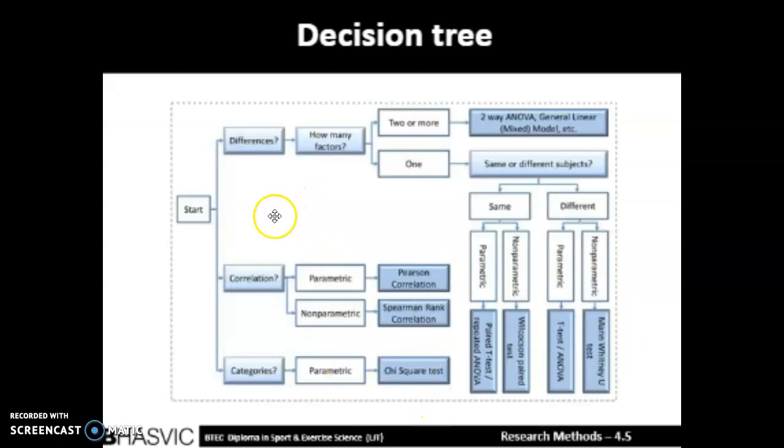Right, here is a decision tree. If we're looking for differences, we'd go this way: how many factors, 2 or more, we'd then be doing these. Same with different subjects, same, parametric, non-parametric, like I've spoken about briefly. These just explain what tests you should be doing for what.